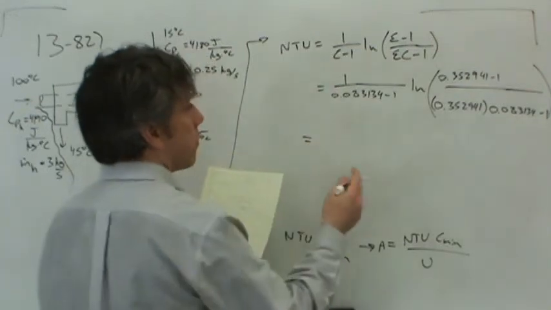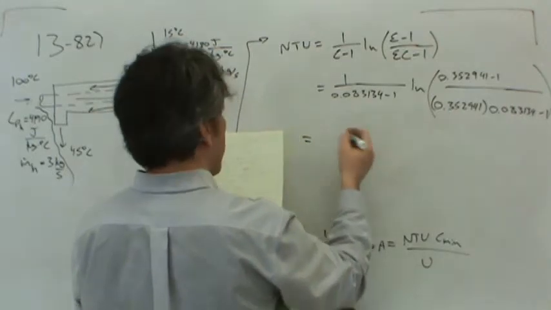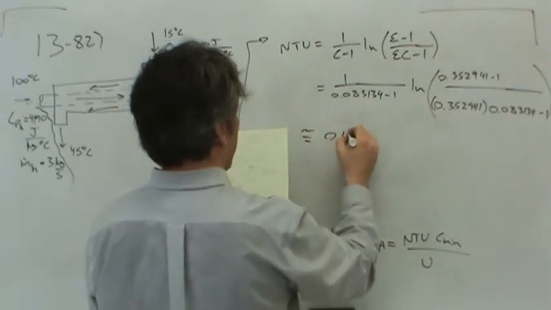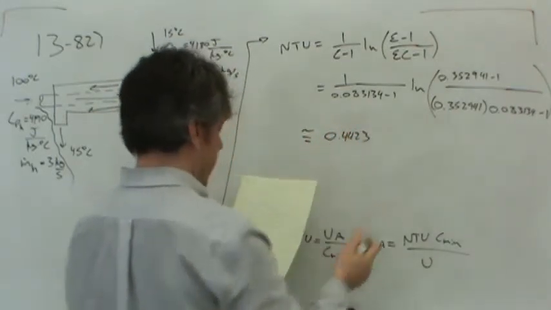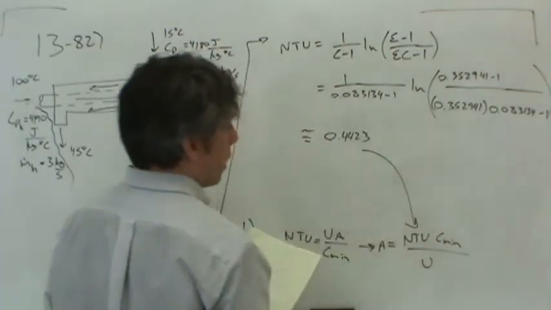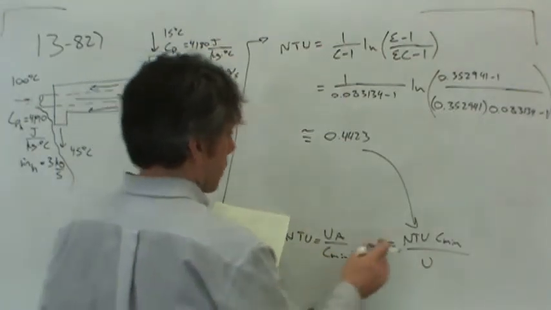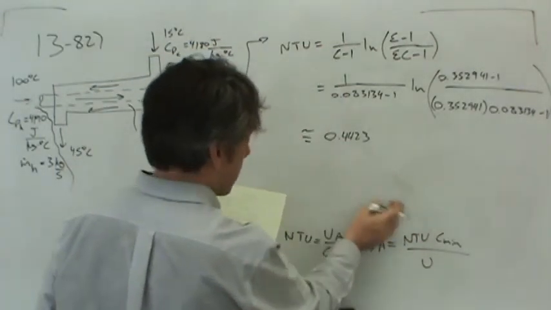I apologize if that ran off the video screen. You should be able to plug the numbers into the equation pretty easily. This comes out to about 0.4423, and it's dimensionless. It's the number of transfer units. So now we can plug that in here. Notice the minimum capacity rate is still the 1.045. Tell you what, I'll just go ahead and plug it in above so that you can see how it works.